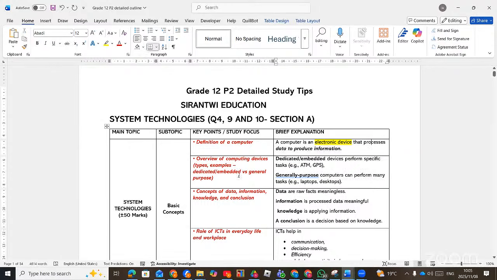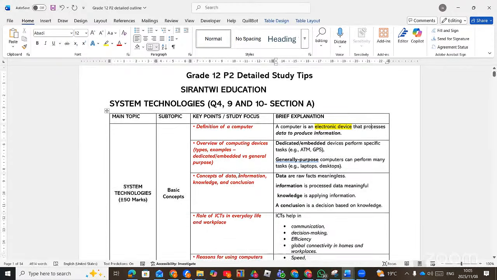Right. Now, again, you have to know different types of computers in terms of the purpose. One is the dedicated or the embedded computers. Those are the devices for specific tasks. So these are the ones where they are only performing a specific task, like ATM or GPS. So they can ask you dedicated or embedded systems. And then the general purpose computers, or sometimes they call it all-in-one computers.